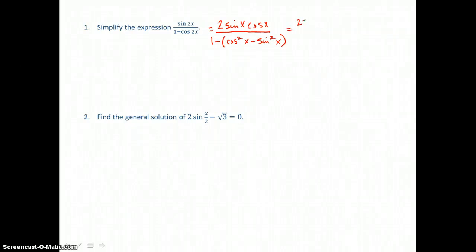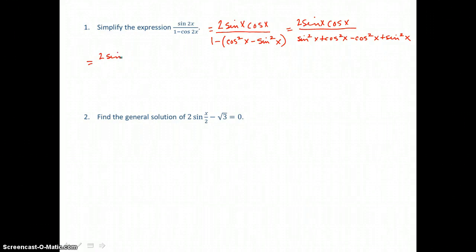And then simplifying in the denominator, I'm going to replace 1 with the Pythagorean identity, sine squared x plus cosine squared x. And then I'll distribute that negative 1 through this quantity, so I have negative cosine squared x and a positive sine squared x. Okay, now simplifying more in the denominator, I've got cosine squared x and a negative cosine squared x, so they'll sum to 0.